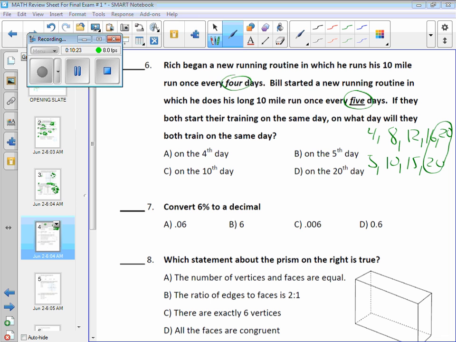That's really what LCM is. It's the lowest number that both 5 and 4 can go into. So if you did it that way, you got on the 20th day, which is D. All right?